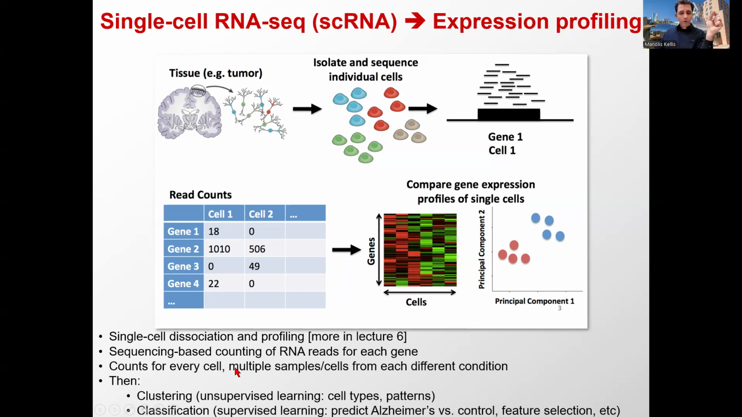then you have the counts for every cell, and you have multiple samples and cells from every different condition. So you might have a bunch of Alzheimer's patients, and all of these reads you're going to call Alzheimer's reads. You can think of this as a flat model that simply says I get that many cells from Alzheimer's patients, or as a hierarchical model: first, I sample a patient, then I sample cells from that patient. So that's the hierarchical approach. And then you can do clustering or classification.